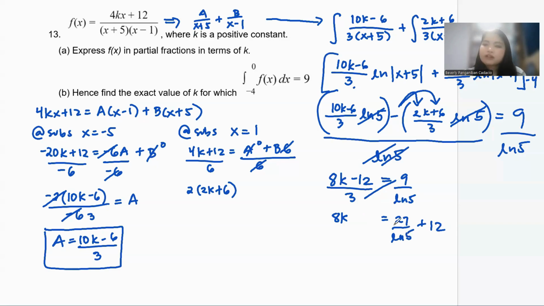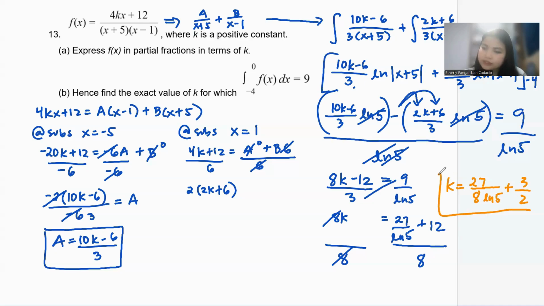Okay, you're not yet done because you want to divide both sides by 8. All over 8. So this one will be cancelled. That's what we want, the total k. So your k is equivalent to 27 divide 8. You cannot do anything there. You just need to copy. So it will become 27 over 8, ln 5 is still at the bottom there. And then 12 divide 8, that will be 3 over 2. Yeah, that's the answer.